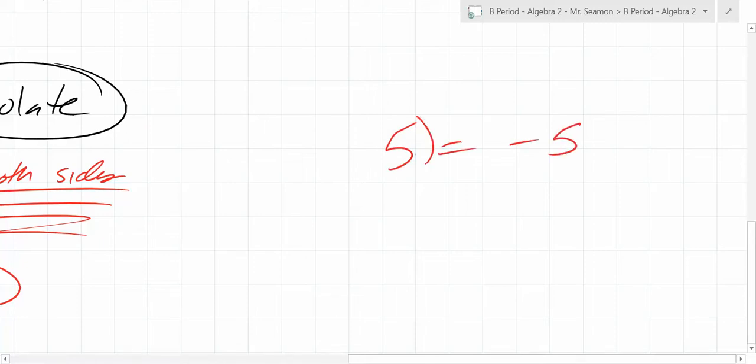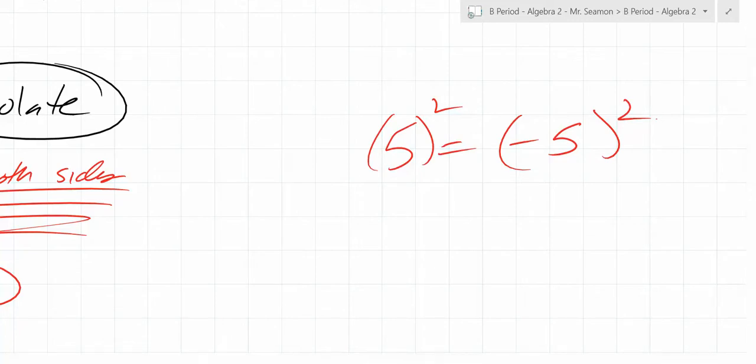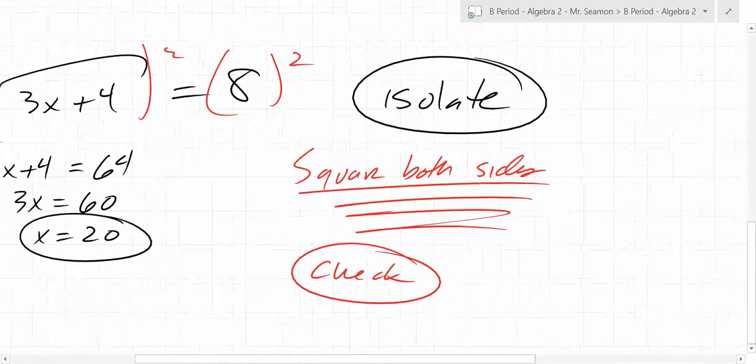No. Is this true? Yeah. So it's possible if you don't see something as being unequal and then you square it, you can make things equal that weren't equal to begin with. So you always have to check your answer.